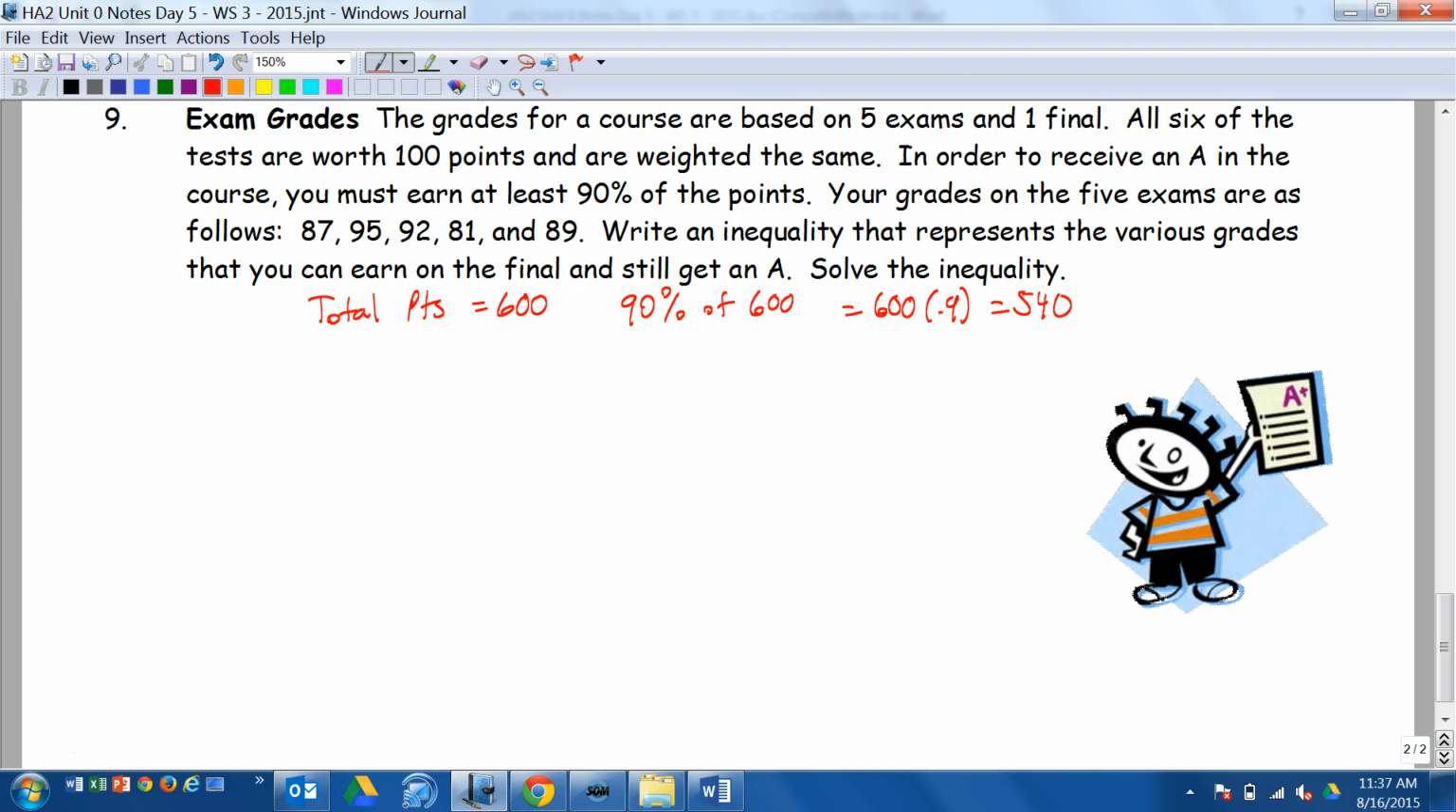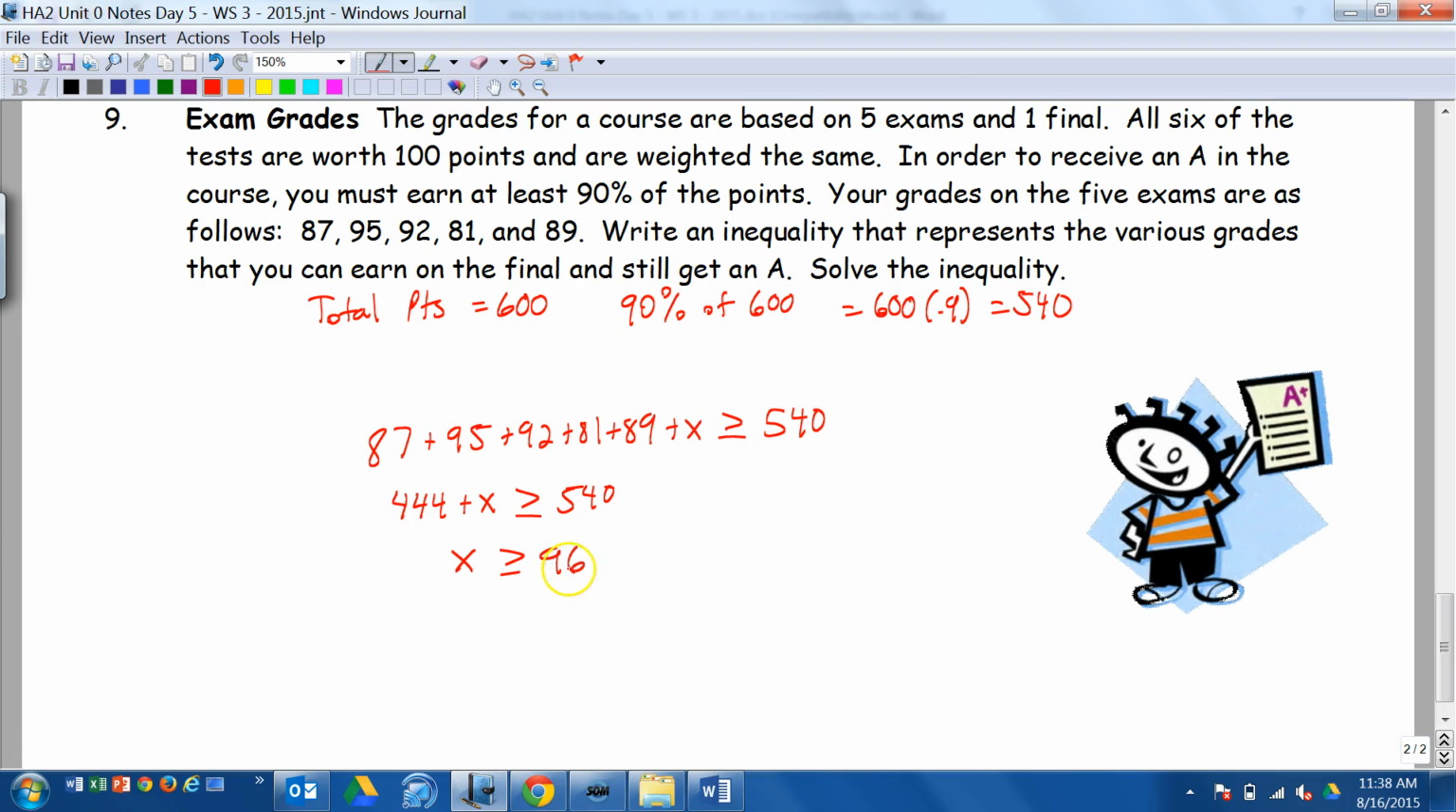Okay? So at least means it could be bigger than that. Alright? And if you solve this inequality, we would get 444 plus x is greater than or equal to 540. And then we get that x has to be greater than or equal to 96.